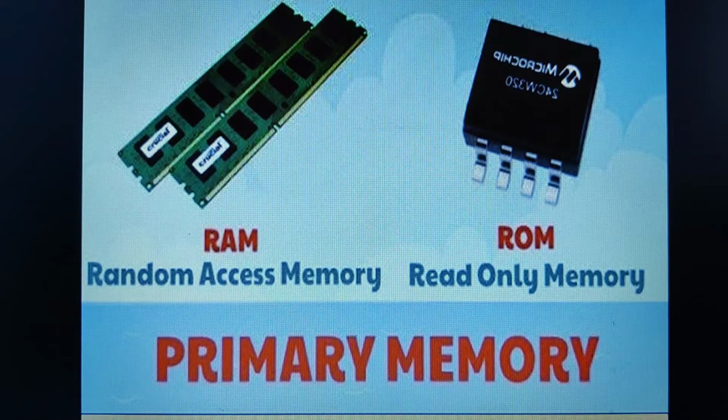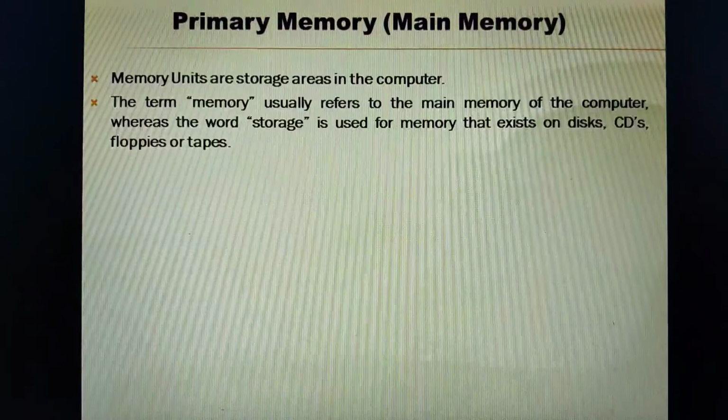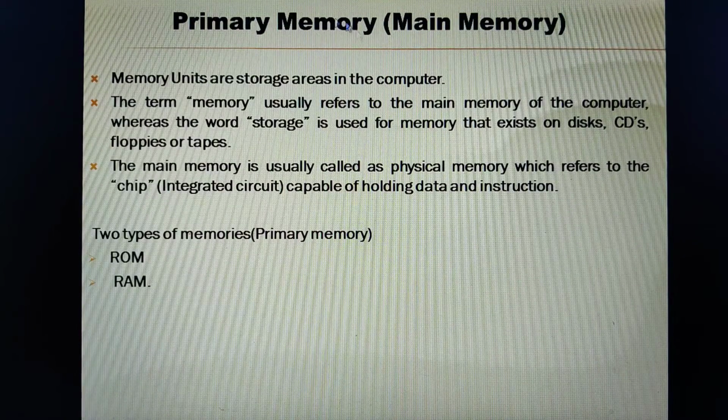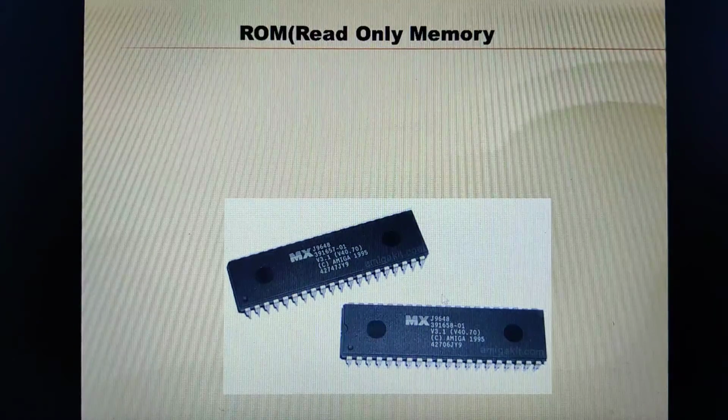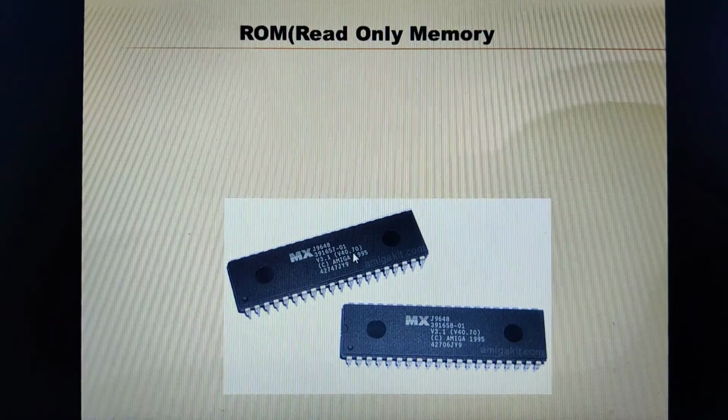Now let us discuss the different types of primary memory, that is RAM and ROM. RAM stands for random access memory and ROM stands for read-only memory. First we shall discuss read-only memory. In the case of read-only memory, the information is pre-recorded, or the information is burnt at the time of manufacturing itself. The process of programming these ROM chips, we call burning. The process of writing the contents into this memory chip, we refer to as burning.